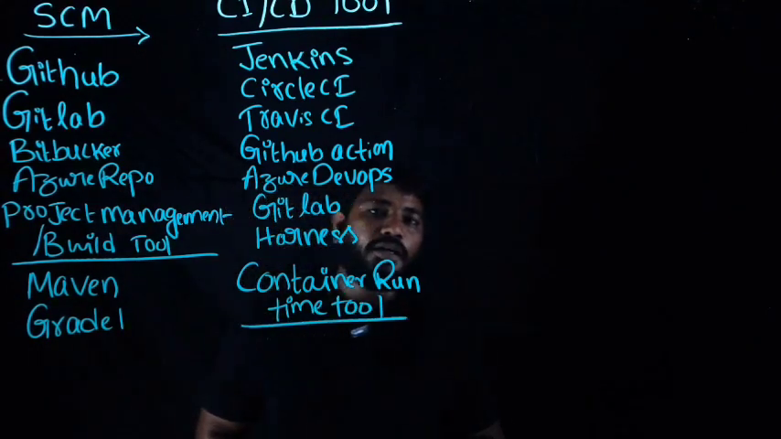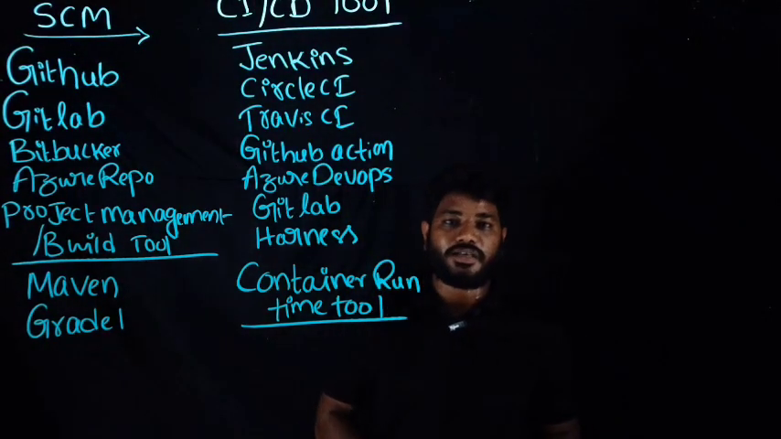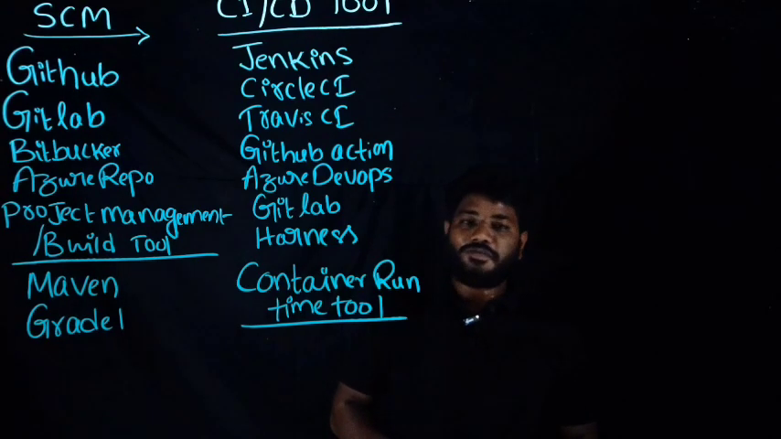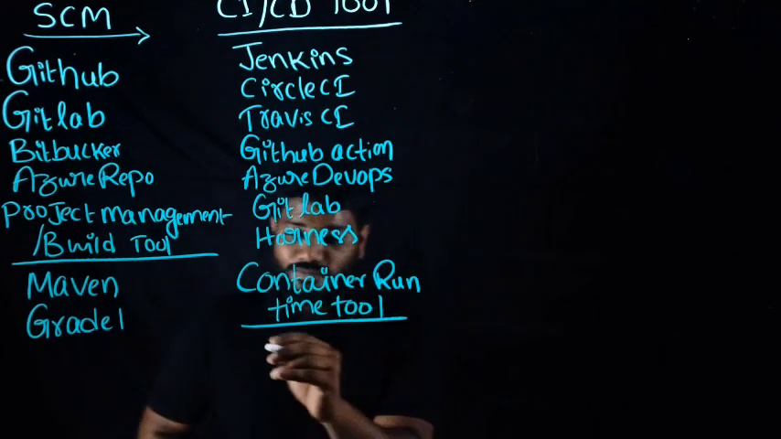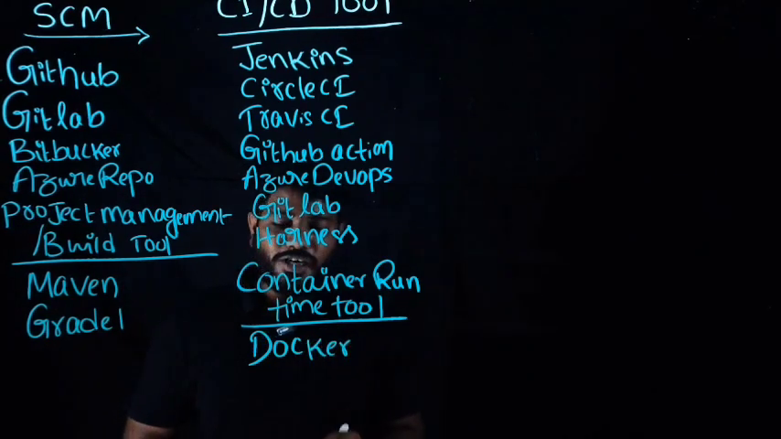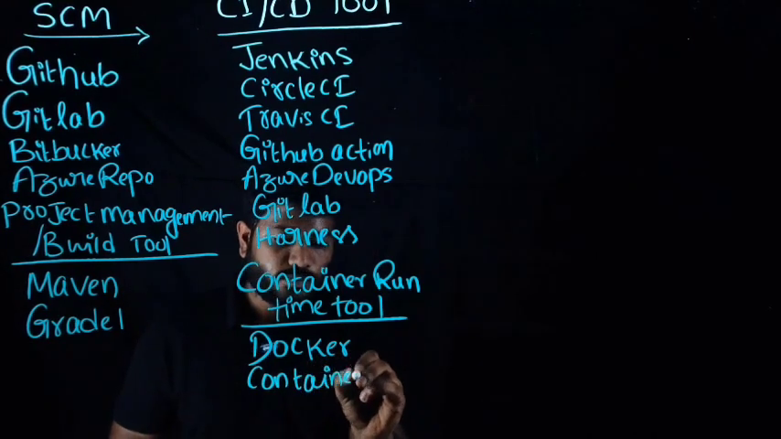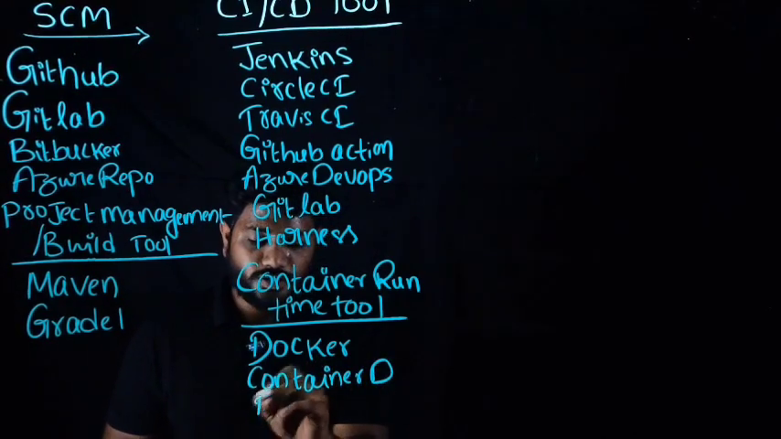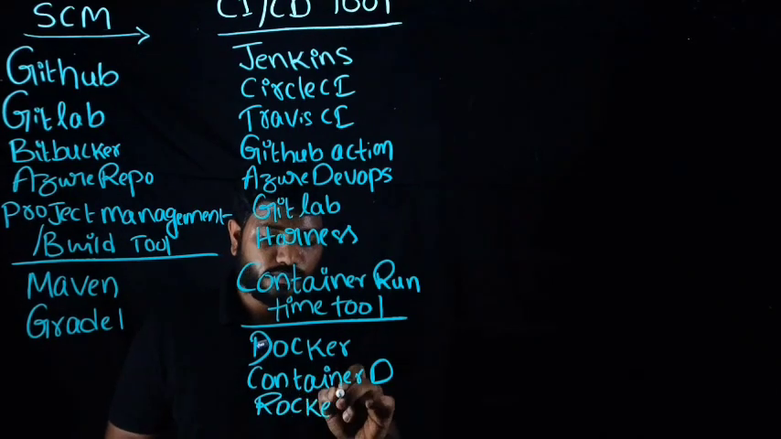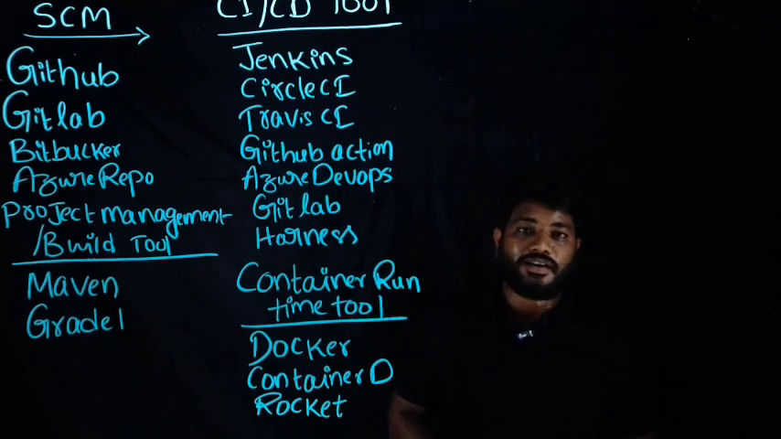Under this section, there are several types of tools available in the market, but I'm going to list out the tools which are widely used in the current market. The first one, as most people know, is called Docker. The second one is Containerd. And we do have Rocket also. These three tools are widely used for container runtime.